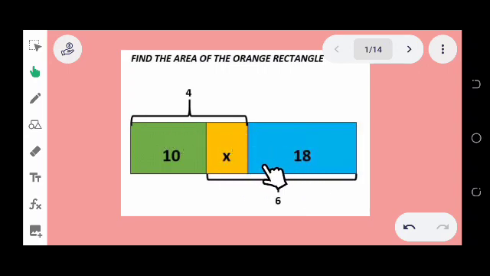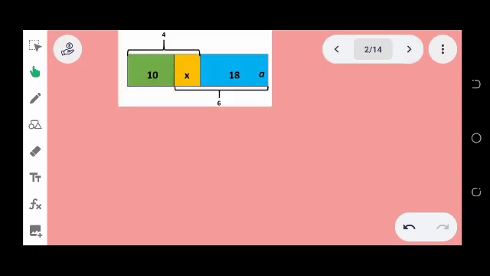So to find the value of x, which is actually the area of the orange rectangle, we have to find the areas of these overlapping rectangles first. Now remember that the area of a rectangle can be found using the formula length times width. As you can see in the figure, the two overlapping rectangles have lengths of 4 and 6. But we do not have the value of the width. So if that's the case, then let's just represent the width by another variable, which is a.